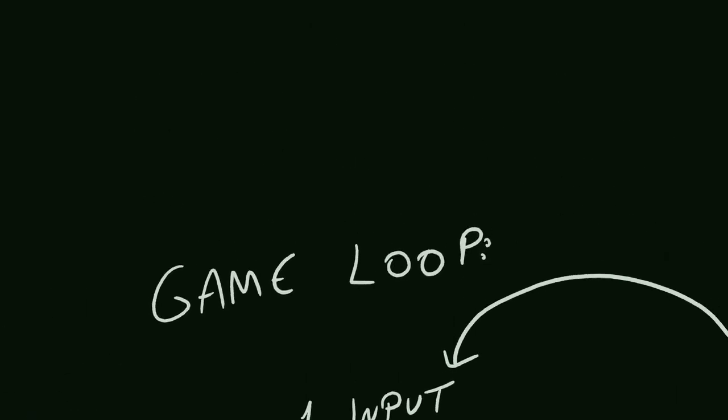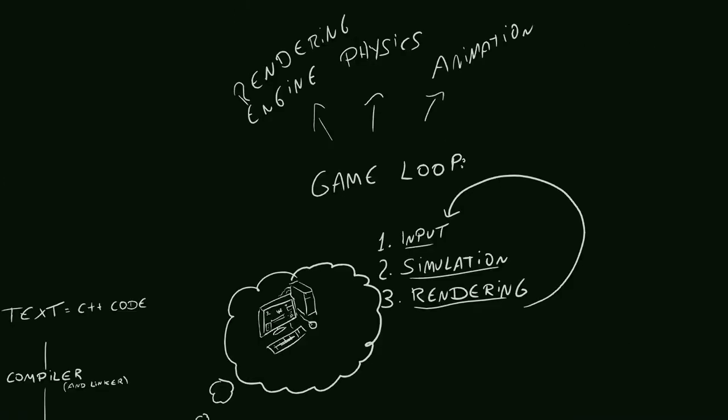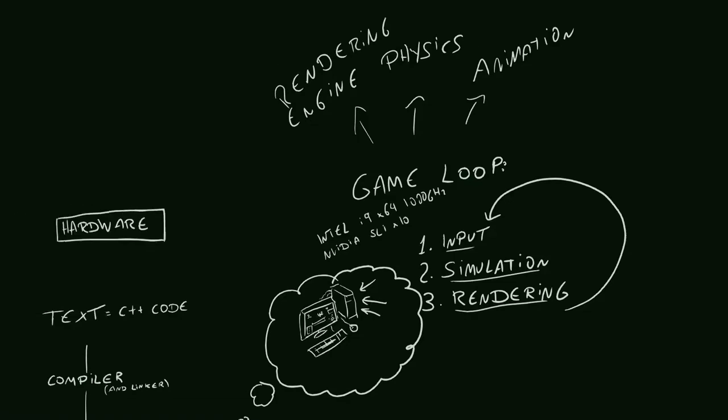But the game is comprised of a lot of systems, right? You heard about the game's rendering engine, physics engine, animation system, and so on. How does that fit together? You have to understand that games, just like any software we write, are just instructions for the hardware to execute. For example, an Intel x64 CPU, an NVIDIA GPU, things like that. That's what is at the very bottom level of our program.